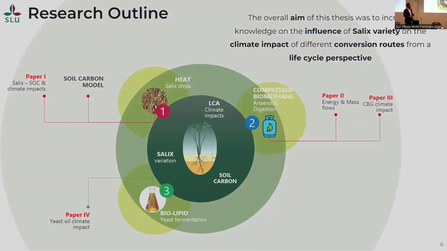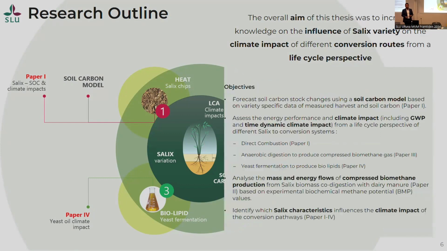And the third conversion process was a more futuristic, you can say, advanced use of biomass, where this Salix biomass would be fed to yeasts, a particular type of yeast, which would gather oil in their cells. And this oil could be extracted as a substitute for rapeseed oil, which was done in paper 4. And this is all captured within these objectives of the study, which I will not read through line by line for now.